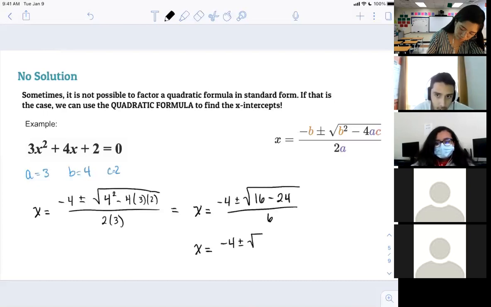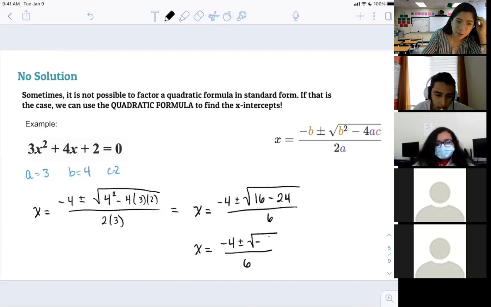16 minus 24 equals, if I'm correct, I already see it 4 times in the chat. It is negative 8. Okay, so what is the issue here?